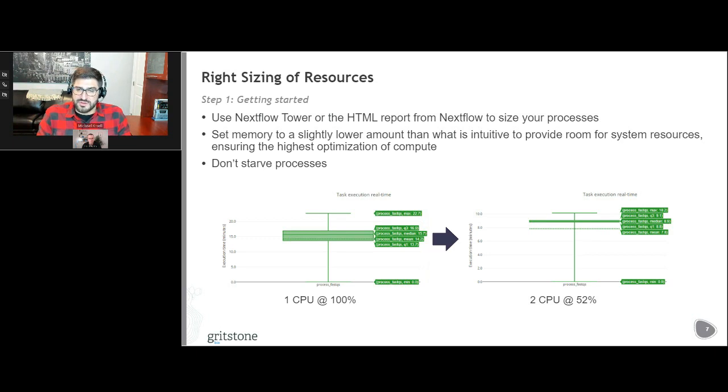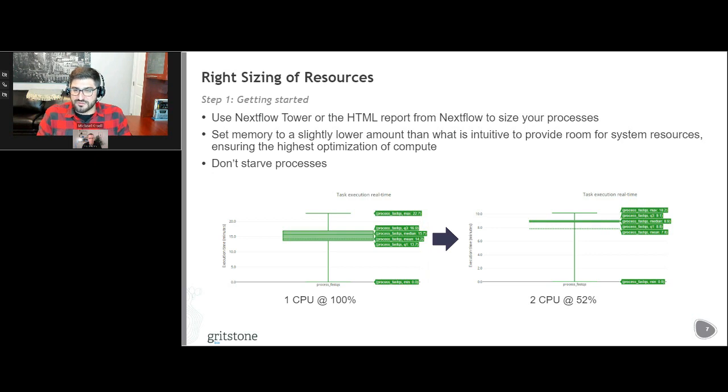Another important note is while you're right-sizing, don't starve your processes. Although it may sound counterintuitive when right-sizing, you do not want to hit 100% efficiency in any metric. The goal should be 75 to 85%. For example, in the image shown here, we had a single-threaded process that we were providing one CPU to, and we saw 100% usage.